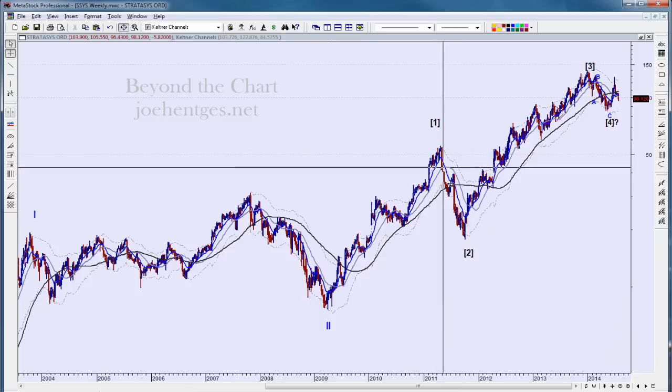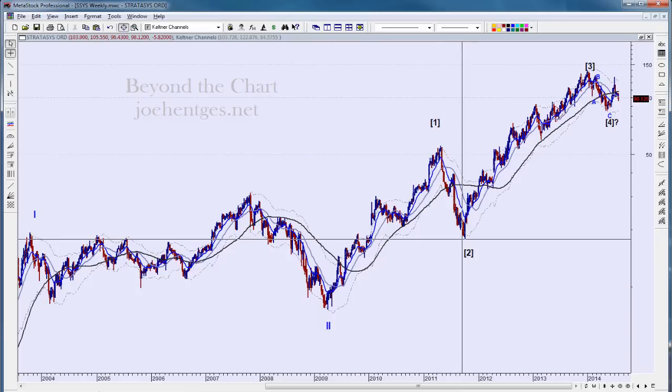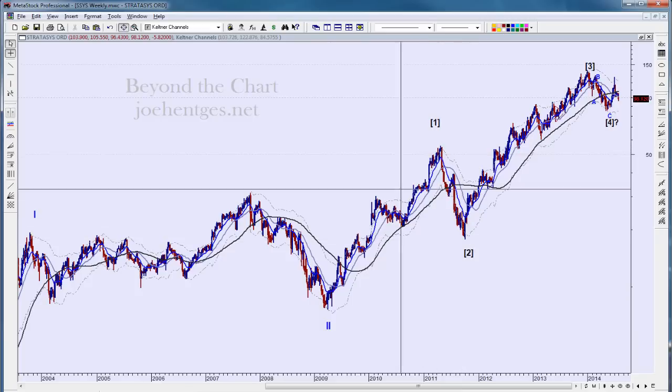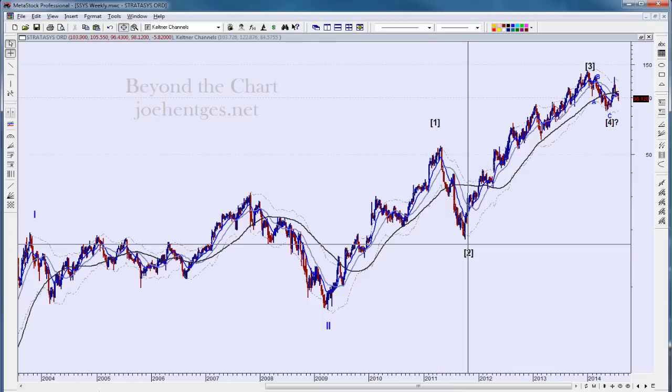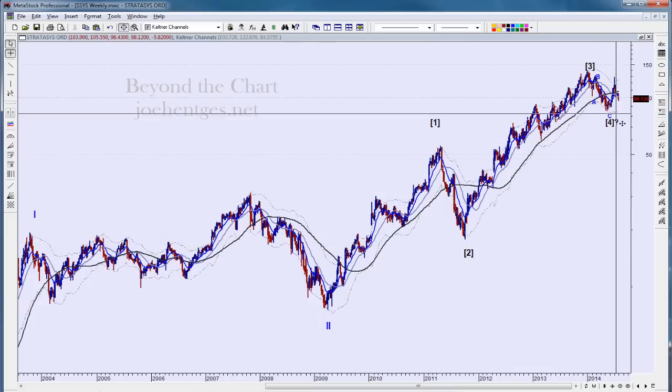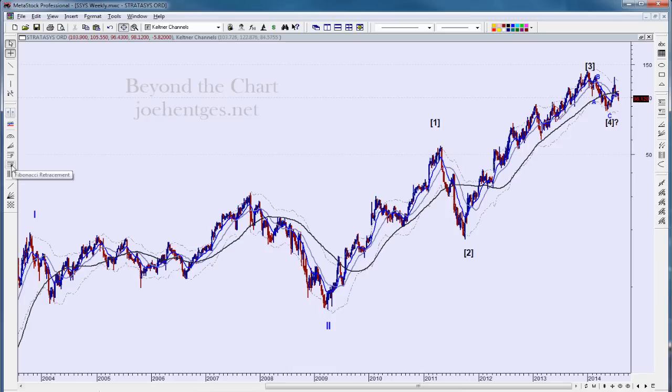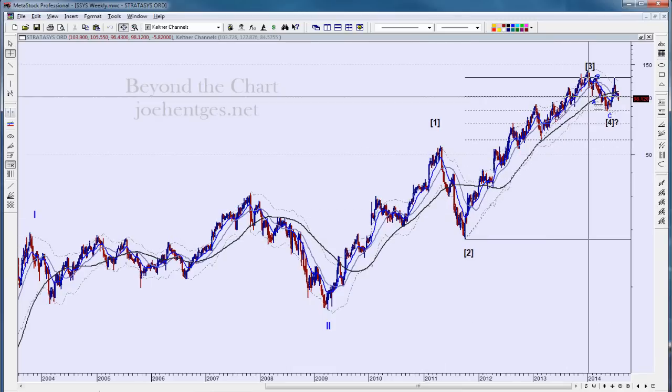So the bottom line is this is a deep correction. It's corrected probably 50% of this entire move. Whenever you have a wave 2 that's deep, corrective down like this, wave 4 is typically shallow. It's the opposite; they alternate. So let's take a look at wave 3, see if we can grab it.